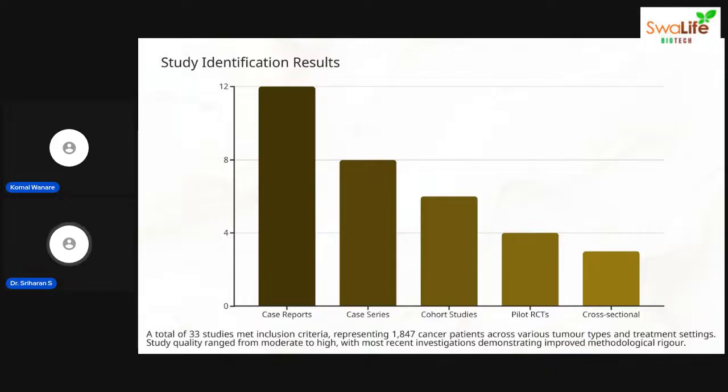So there are case reports at the highest rate, followed by case-control studies, cohort studies, pilot studies, and cross-sectional studies. Likewise, this shows what type of observational study has the highest rate.